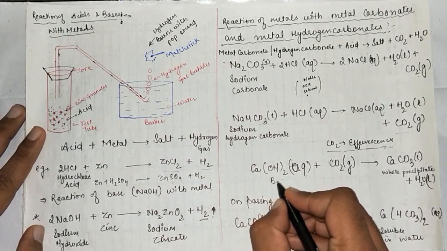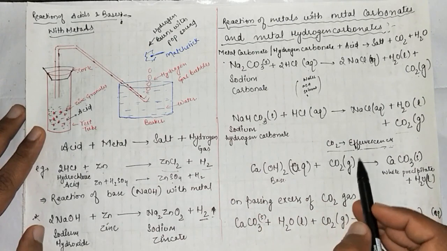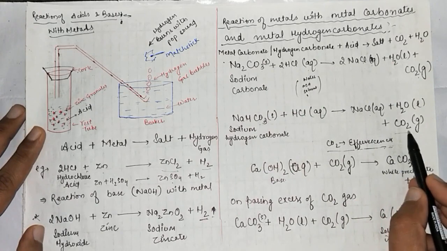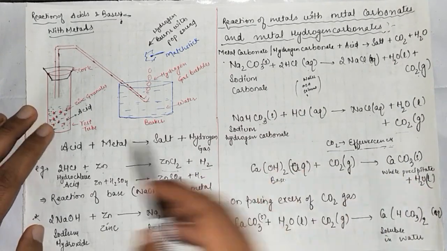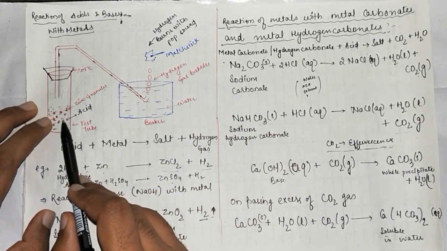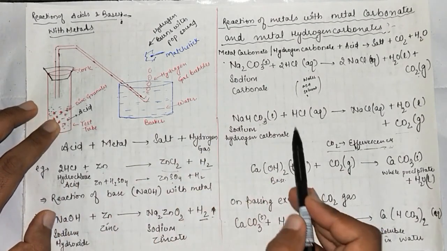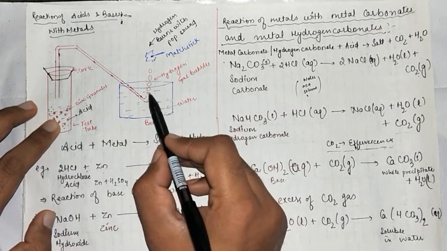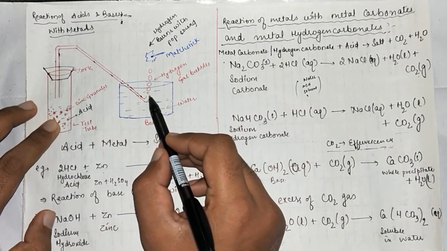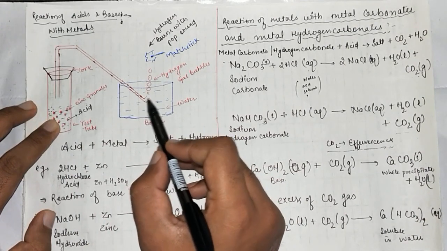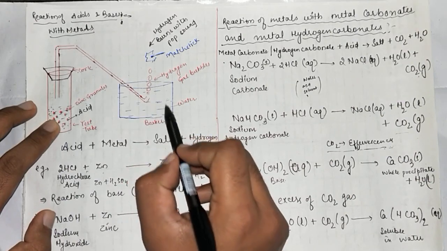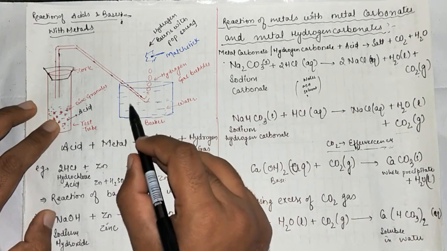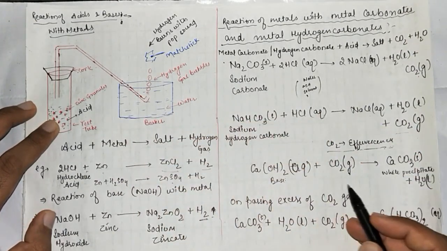This is a base. Okay, calcium hydroxide. Our concern is how would you check that CO2 gas is evolved? Suppose you have taken in the same test tube sodium carbonate or sodium bicarbonate and put HCl into it. The gas evolved will pass through this tube and bubble out here, and if you take calcium hydroxide solution here instead of water, what will form?